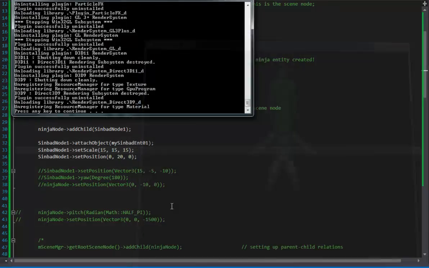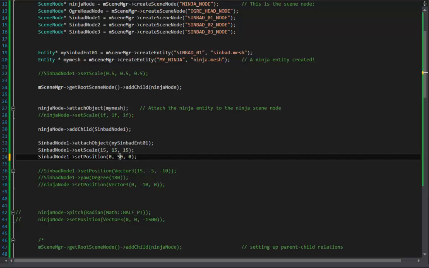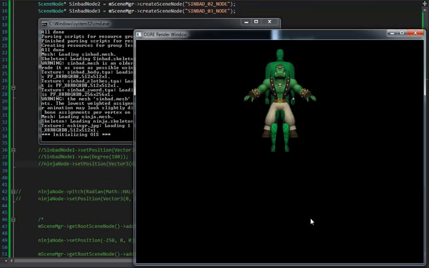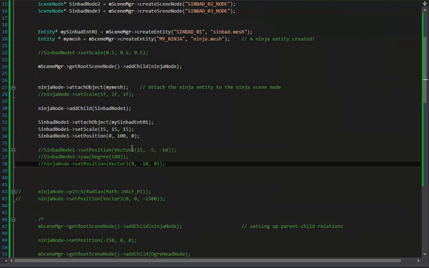Was too small. Is 100 going to be enough? Probably should have made my measurements, but well, it's a good experience anyway. I think it's all right. We will scale Sinbad up a little bit until it reaches the same height. So I'm guessing maybe 20 would be a good scale.